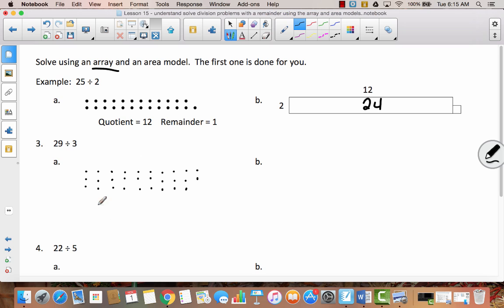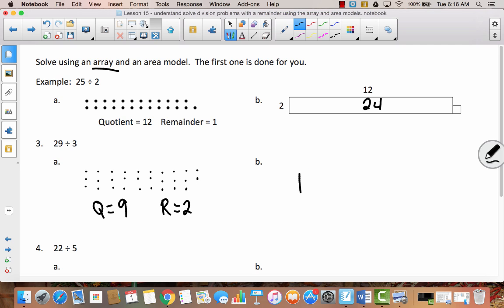So I'm going to end up with a quotient. Let's see how many 3s I had. 1, 2, 3, 4, 5, 6, 7, 8, 9. So my quotient is 9, and my remainder was 2 because I had 2 left over.